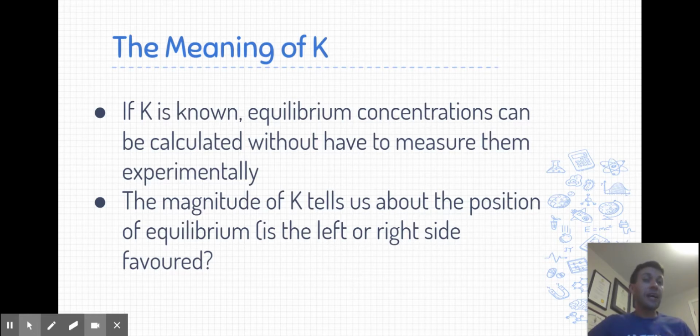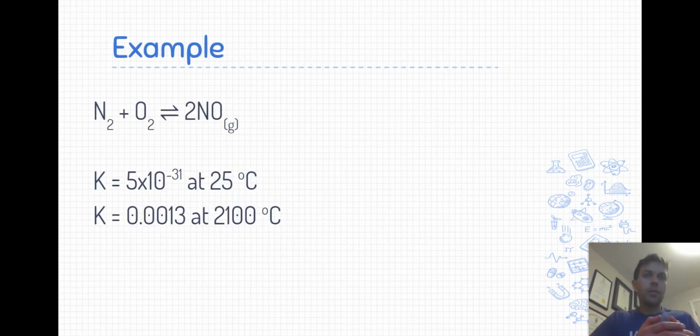The magnitude of K, how big or small it is, tells us about the position of equilibrium. Are the reactants favored, the left-hand side, or the products favored, the right-hand side? So this K value can also just tell us something about this chemical reaction at that particular temperature. Let's take a look at 4 examples here of how the equilibrium law constant can tell us something about what's going on in the reaction. Here we have a reaction, N2 and O2, synthesized to produce nitrogen monoxide, which can decompose and produce those reactants again.